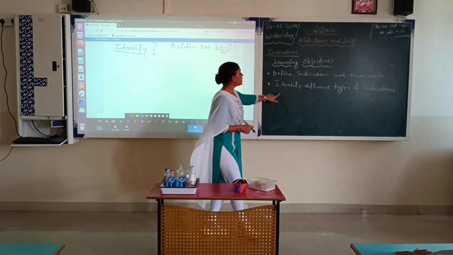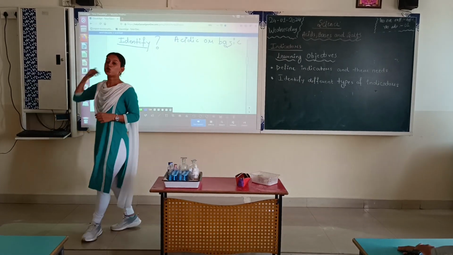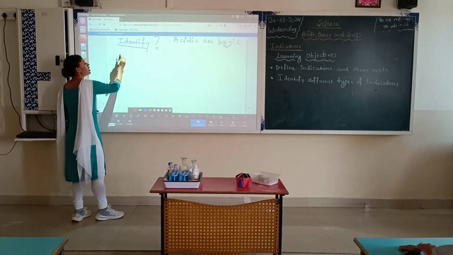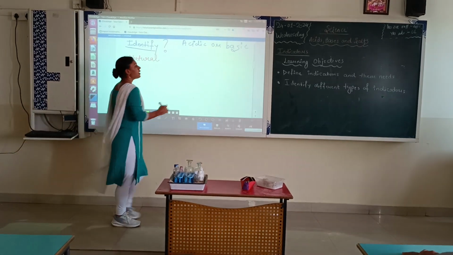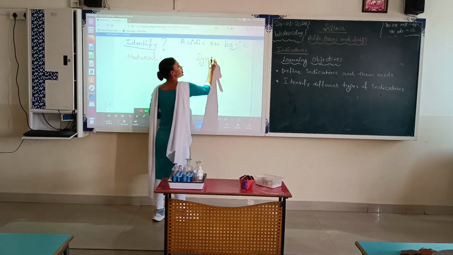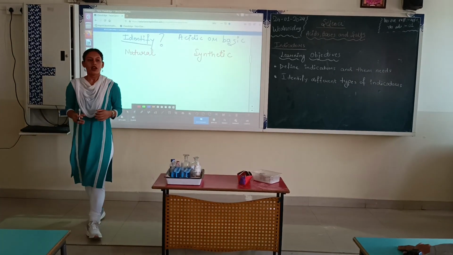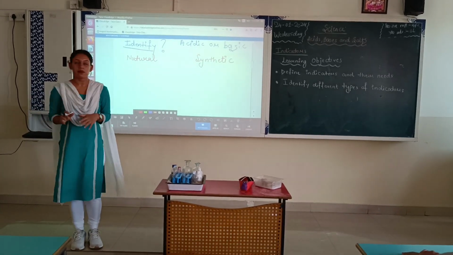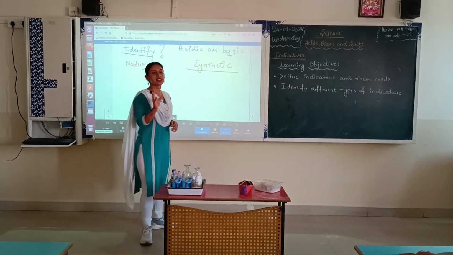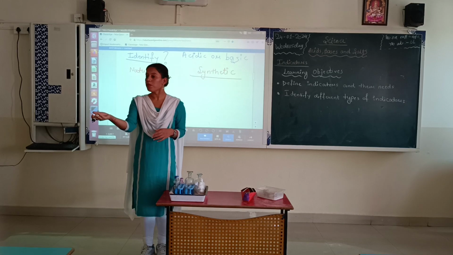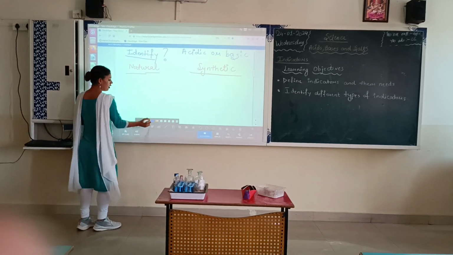Next learning objective is identify different types of indicators. Now indicators we divide into two categories. First category is natural indicators. And second category is synthetic indicators. I think you all are familiar with the names. What do you mean by natural indicator and what is synthetic? Natural is something which we get from nature. As simple as that.